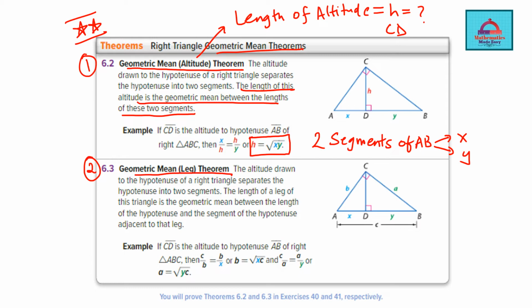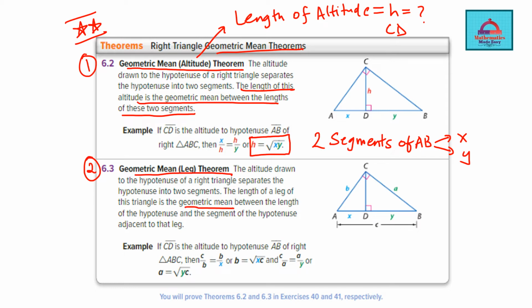Let's come to the geometric mean leg theorem, part 2. What you need to remember here is the formula to find the two legs, A and B. If you need to find these legs of the right triangle ABC, you are going to be using the geometric mean leg theorem. Again, you will use the concept of geometric mean to solve.